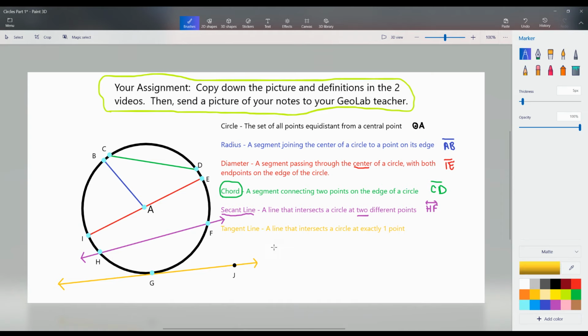Final vocab word for the first video here is called a tangent line. We did use the word tangent when you learned about SOHCAHTOA. This is just a different use of the word tangent. A tangent line only hits a circle in one place, only in one spot. So instead of crossing right through the middle of the circle, like this purple guy did, this yellow tangent line only hits the circle one time. It kisses it right on the edge right there at point G. So this line in yellow is a tangent line because it only hits the circle once. I would name that guy line GJ. So GJ, arrow signs on the end. That is going to be my tangent line, and that is the end of our first video.